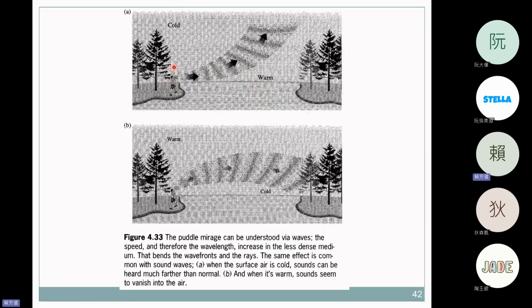So if you yell in this position, the sound seems unable to travel to the other side. But when the situation changes, with warm air on top and cold air below, then the sound can also bend a little, so you can easily send your sound to another place.